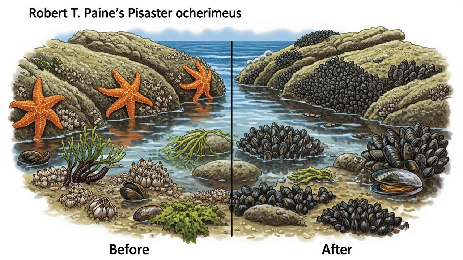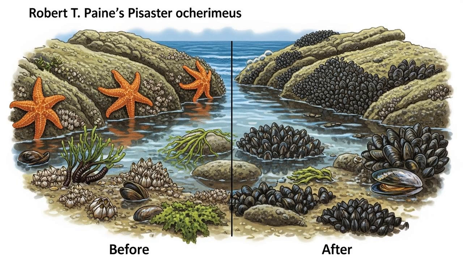Payne had proven that not all species are created equal. The starfish, though not the most numerous creature, exerted a disproportionate influence, maintaining the diversity of its community. In his famous 1969 paper, he called it a keystone species.